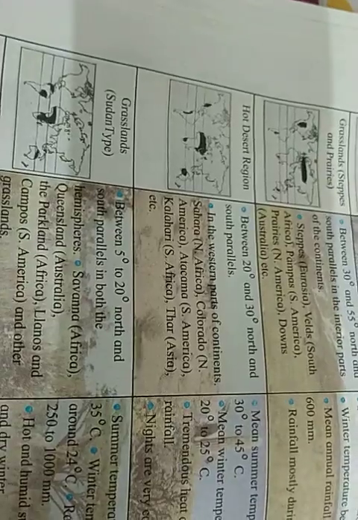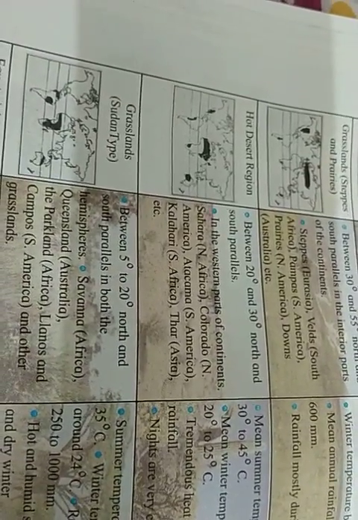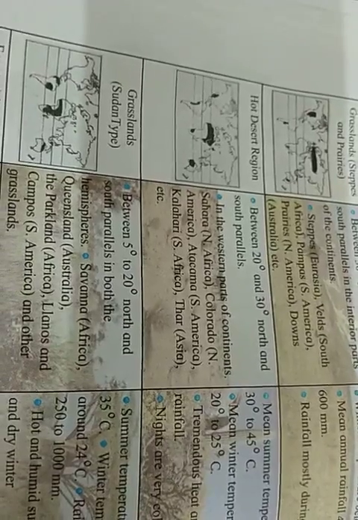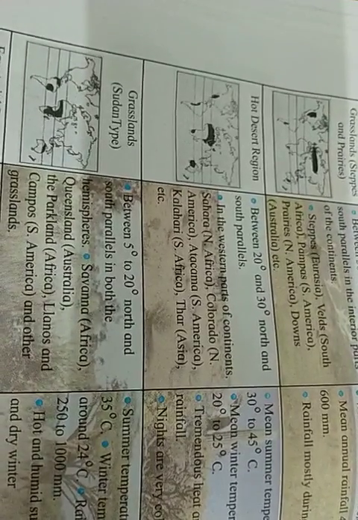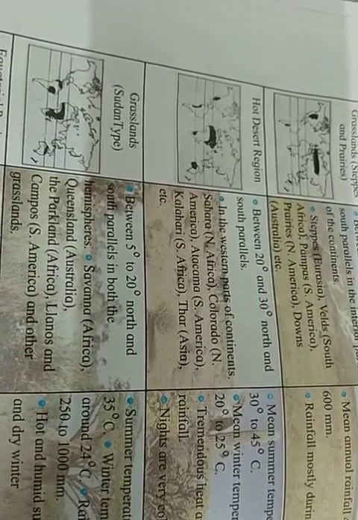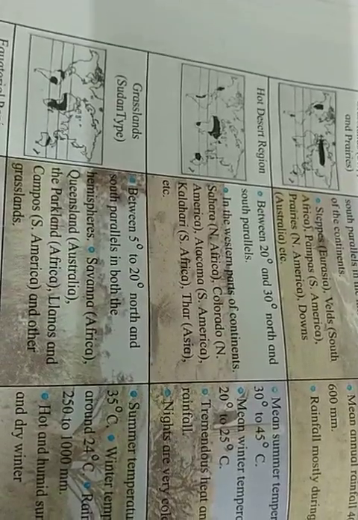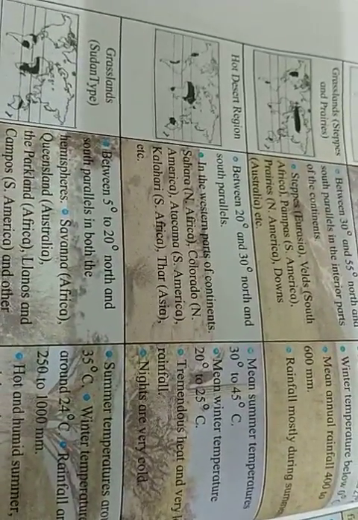Then hot desert region between 20 to 30 north and south parallel in the western parts of continents. Sahara, Colorado, Atacama, Kalahari, Thar, that is desert prone area, etc. is covered by this region.